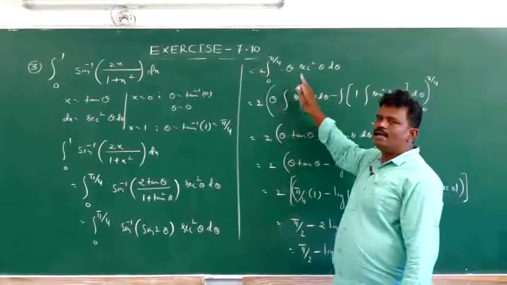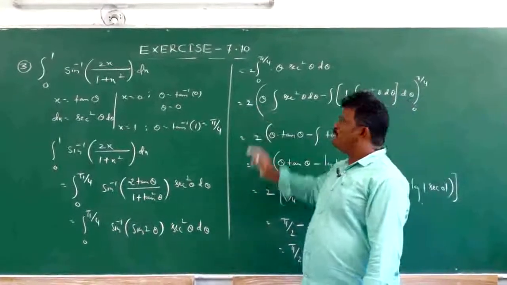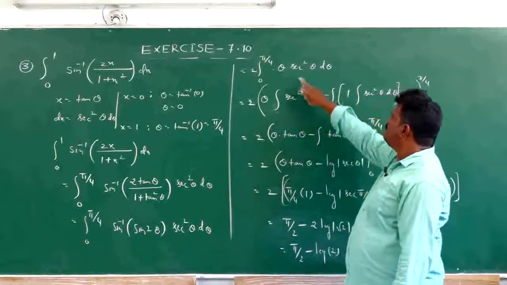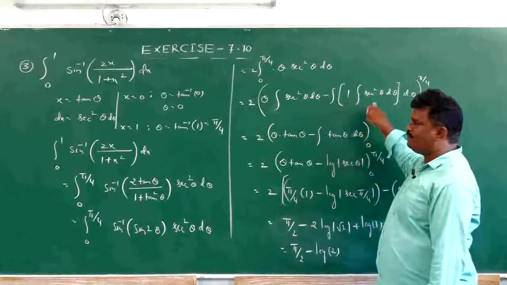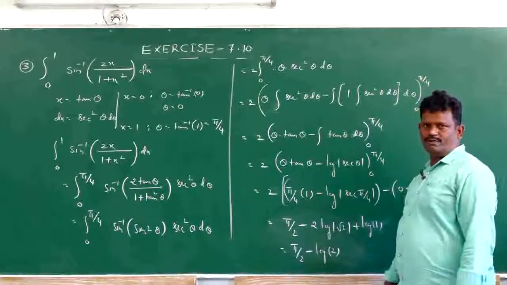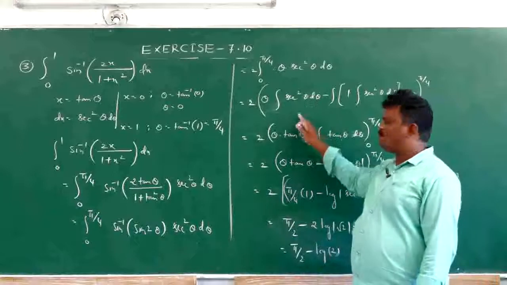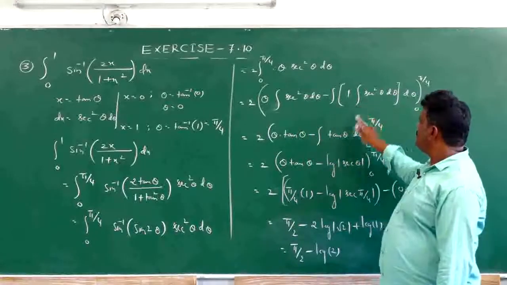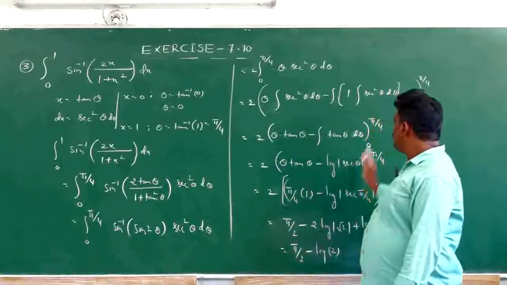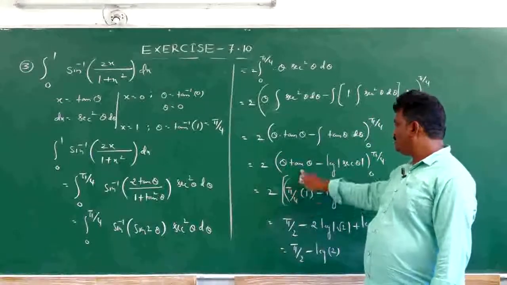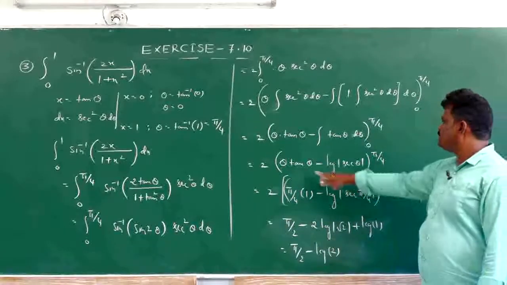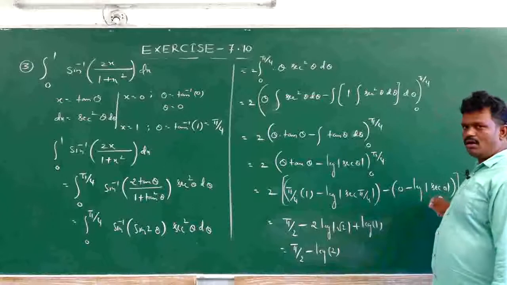Now we apply the by parts formula. 2 multiplied by: theta, first function, times integration of the second function, minus the integral of the derivative of the first function times the integral of the second function. Limits 0 to pi by 4. Then secant square theta integrates to tan theta, and tan theta integrates to log of secant theta. Now substituting limits: upper limit pi by 4 into tan pi by 4 is 1, minus log of secant pi by 4, minus lower limit 0 minus log of secant 0.